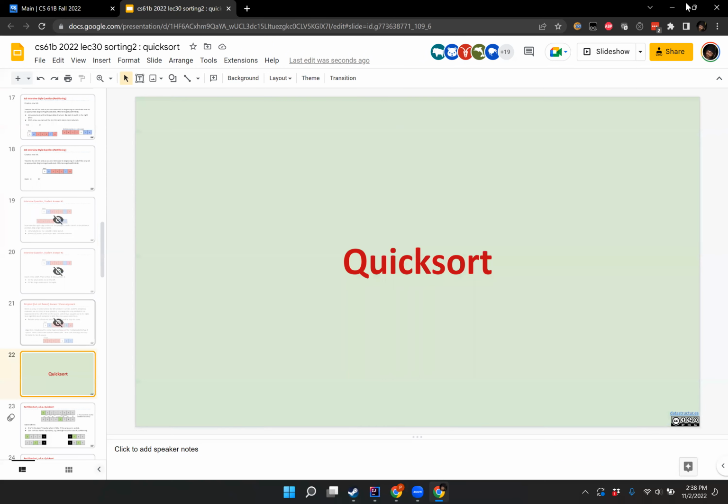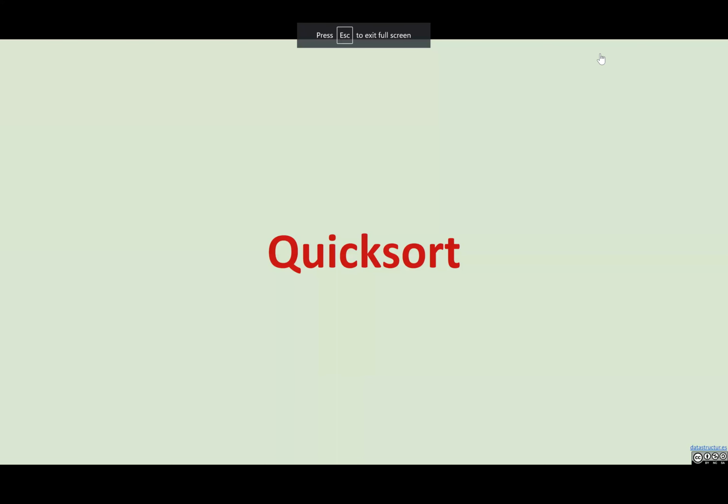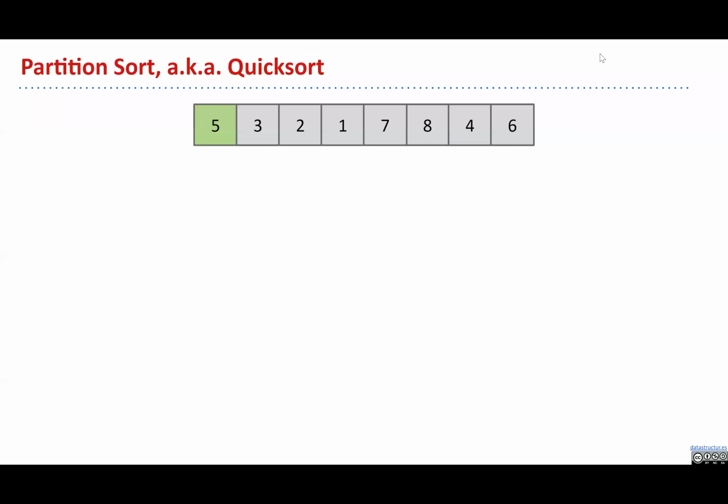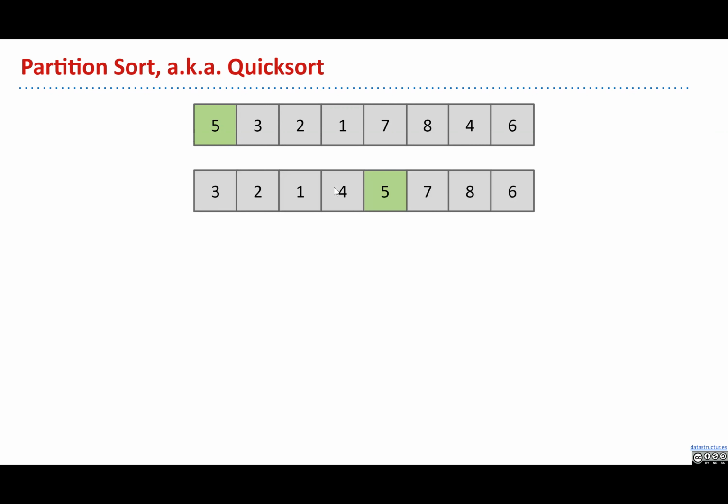All right. So Quicksort. How to use partitioning as a sorting tool. Now that we know how to partition, what do we do next? All right. So here's the idea. Suppose I have the array 5, 3, 2, 1, 7, 8, 4, 6, and I partition it on that leftmost item arbitrarily. What ends up happening is we get the array 3, 2, 1, 4, 5, 7, 8, 6. How did I get that? I scanned through the array and filled in the items as you described, and we end up with this array.